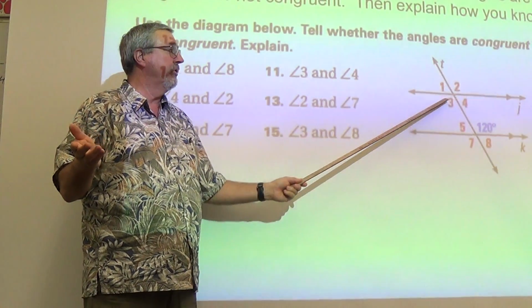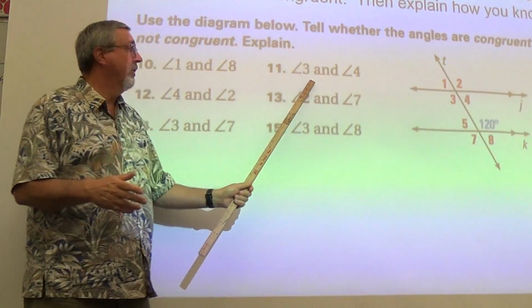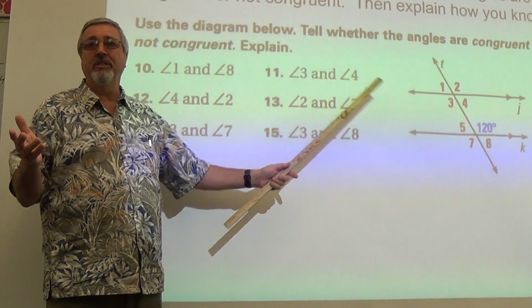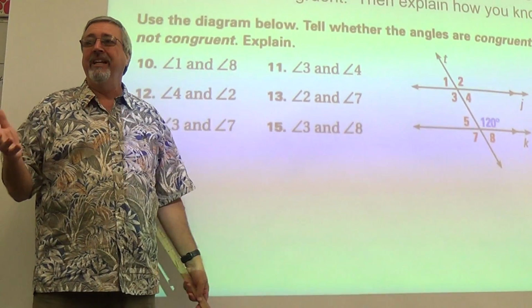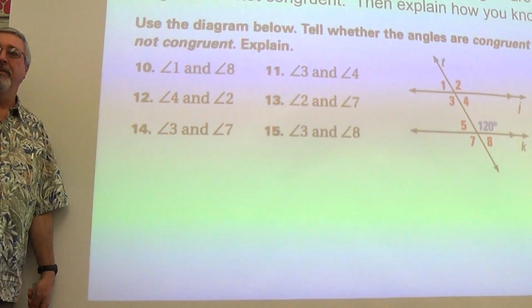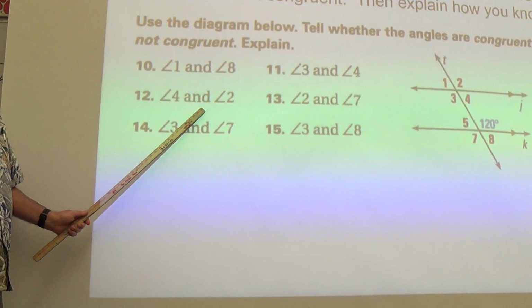So in this case, those two angles are not congruent. So 3 and 4 are not congruent. Why? Because they are supplementary. They are a linear pair. We call that a linear pair. Okay. 4 and 2.